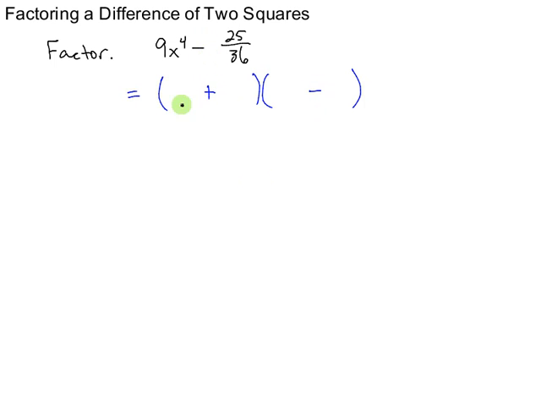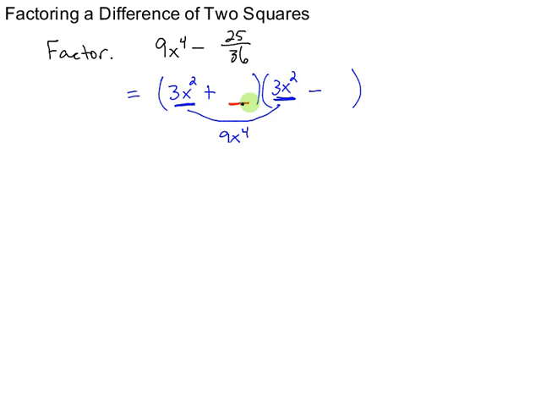And I know what goes here and here has to multiply to give me the 9x to the fourth. And these two things have to be equal. So to get the 9, each of these would have a 3, right? And to get the x to the fourth, each of these would have an x squared. All right? 3x squared times 3x squared is 9x to the fourth.